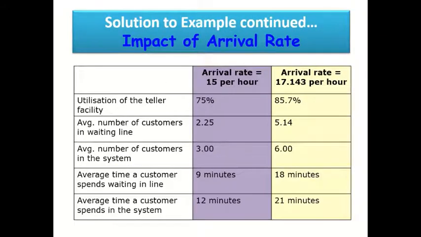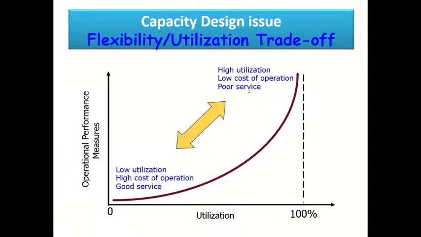So as we see, when the utilization of the teller counter increases, the number of customers in the queue increases, and their waiting time in queue also increases. On average the time for the customer to get processed also increases. So the service will be impacted, moving towards poorer service as the utilization increases.